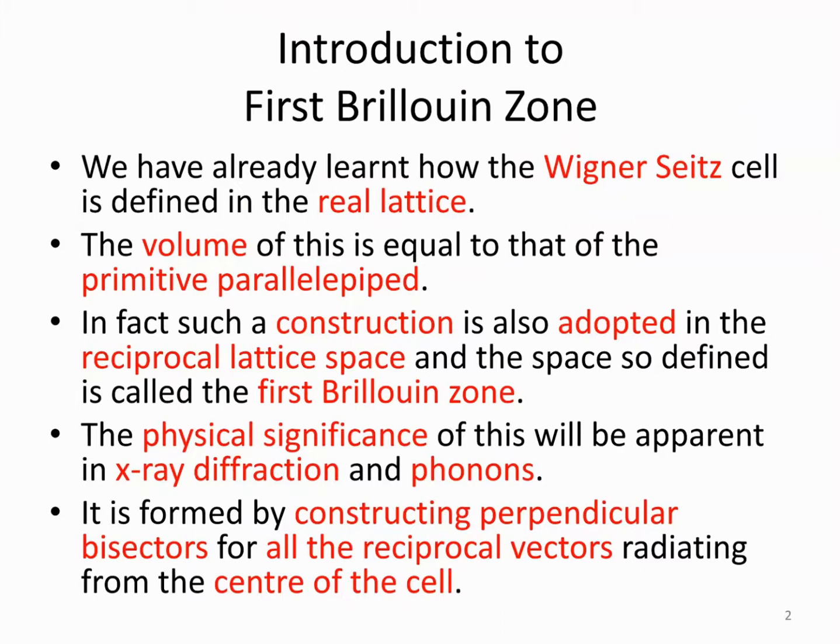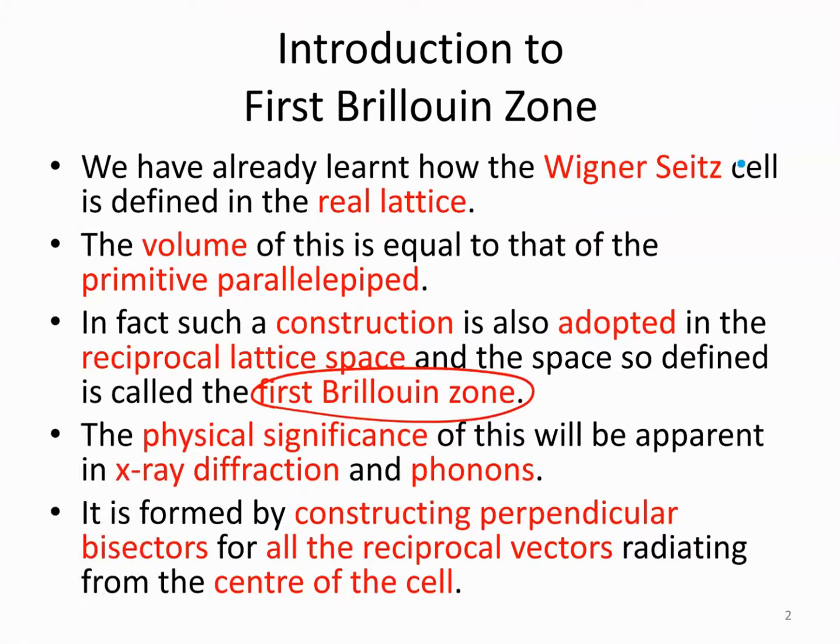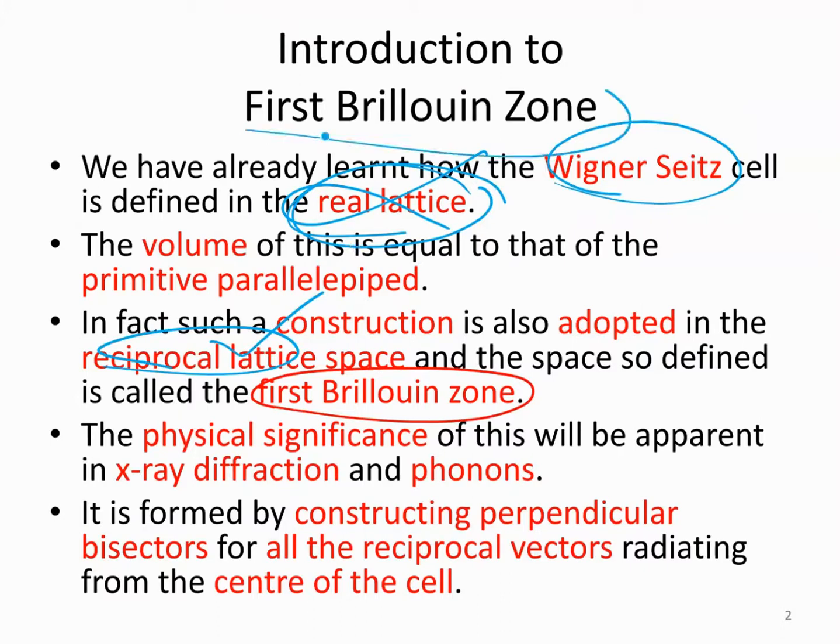In fact, exactly the same construction is also adopted in the reciprocal lattice space, and the space so defined is called the first Brillouin zone. That means we use exactly the same way to draw the Wigner-Seitz cell, but now we are not drawing on the real lattice, we draw on the reciprocal lattice. And for this case, we call it the Brillouin zone.